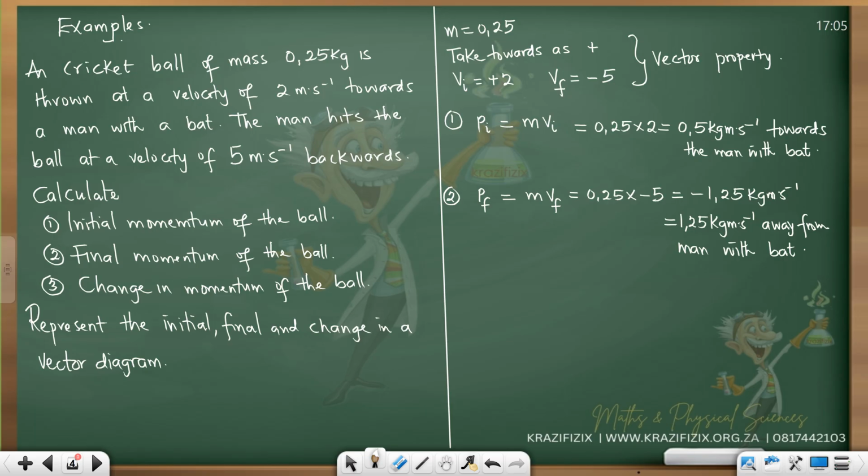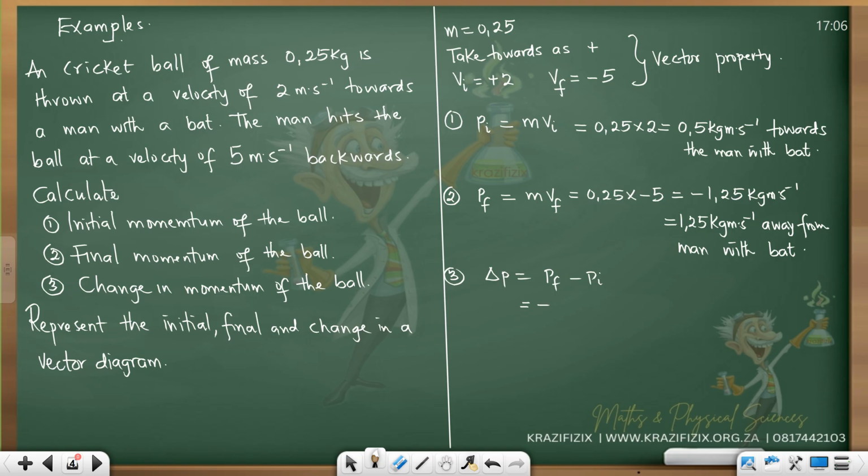So we must be very clear with the directions that we are using. It's towards the man with the bat, positive. When it goes back, it's going away from the man with the bat. And then we can do the third one. Change in momentum, which is always the final minus the initial.